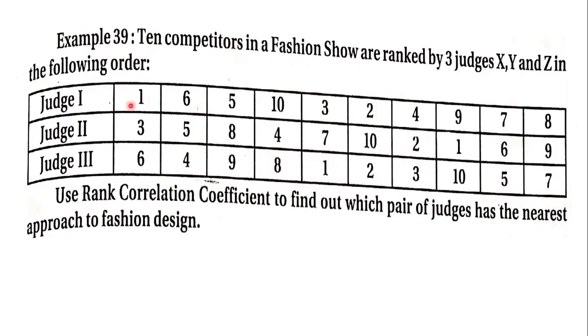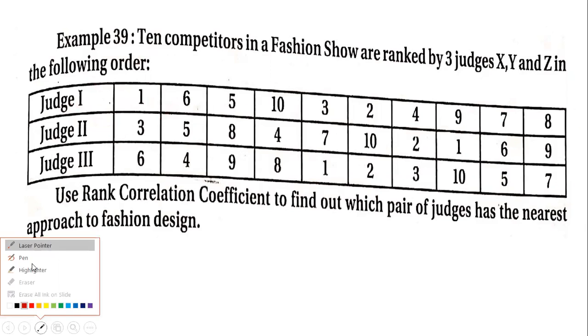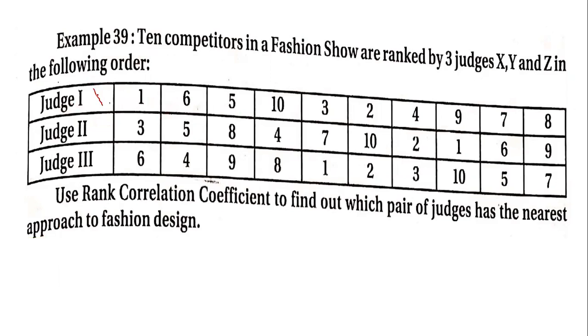Okay, so here they have given us the ranking of the 10 participants, but by each of the judges. So let us consider judge 1 to be X, judge 2 to be Y, and judge 3 to be Z. But if you remember, we usually consider 2 data at a time. We have not solved 3 data until now.